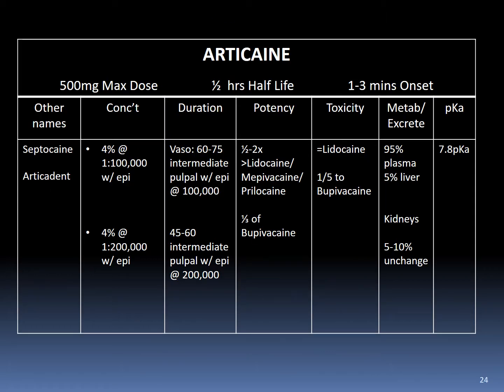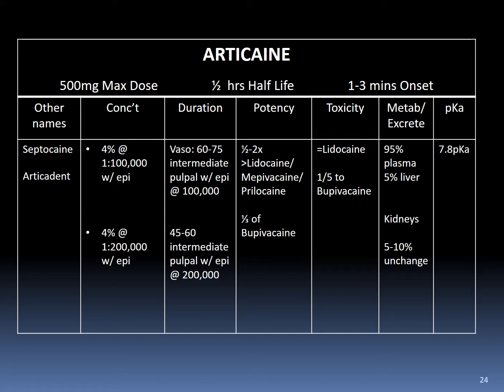Articaine comes with a 500 milligram maximum dose, which is probably one of the largest maximum doses of all the local anesthetics. And it also has the shortest half-life, about half an hour to 45 minutes. Its onset time is quite quick at 1 to 3 minutes, and the most common brand name on the market today is Septocaine. It comes in 2 types of solutions, same concentration in each: 4% with a 1 to 100,000 ratio of epinephrine, and a 4% with a 1 to 200,000 ratio of epinephrine, which is an even weaker epinephrine.